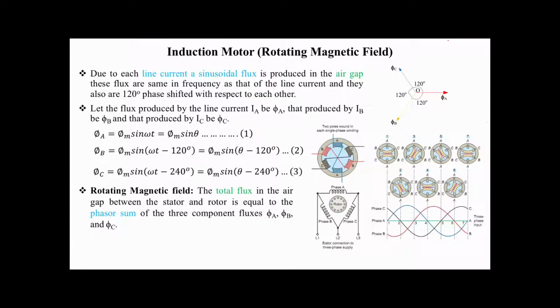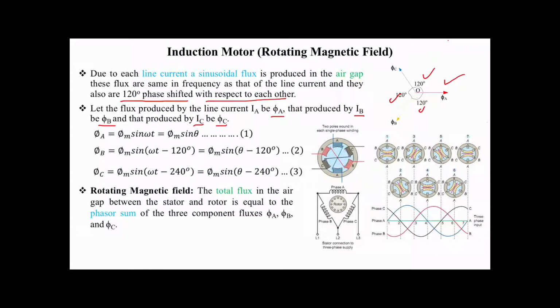Due to line current, a sinusoidal flux is produced in the air gap. These fluxes are the same in frequency as that of the line current and they also are 120 degrees phase shifted with respect to each other as shown in this picture. Phi A, Phi B and Phi C are phase shifted with each other by 120 degrees. Let the flux produced by the line current IA be Phi A, that produced by IB be Phi B and that produced by current IC be Phi C.